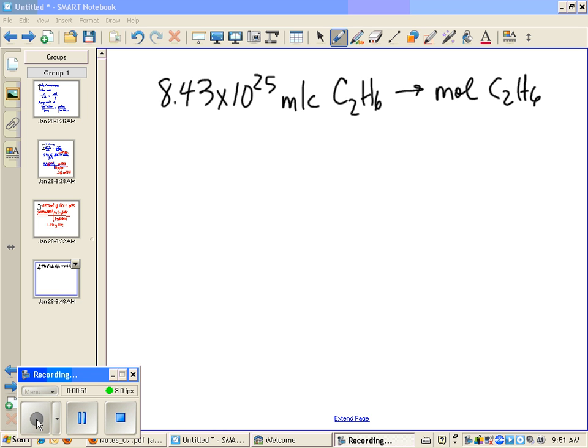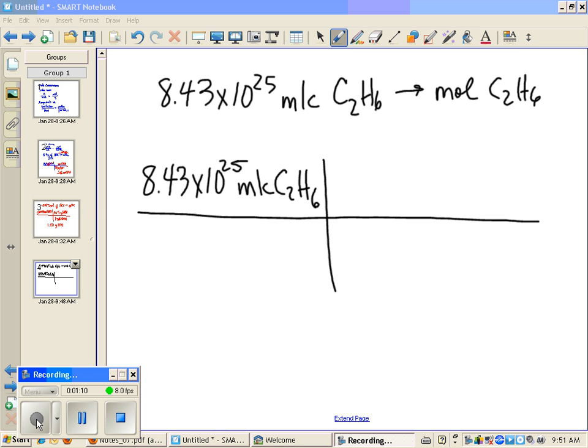Okay, so let's do this problem. Just like before, what we're going to do is write the number in the first little, I'll call it a box, even though it's not a box. So I'm going to start right here, and I'm going to put 8.43 times 10 to the 25 molecules of C2H6 in this first little box. All right? Well, now molecules is a particle. That tells me use Avogadro's number. Any particle, you'll use Avogadro's number.